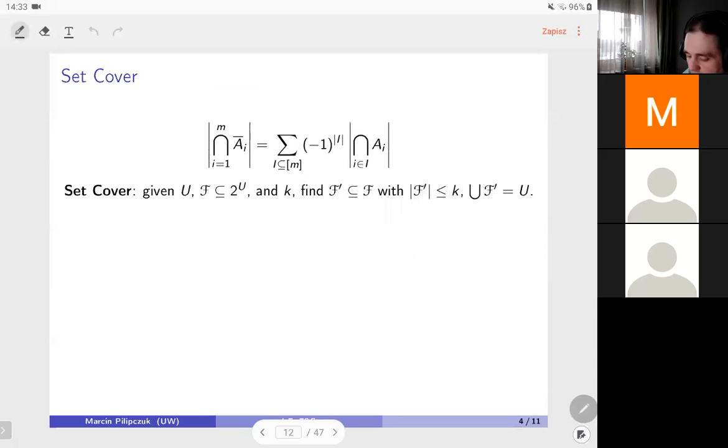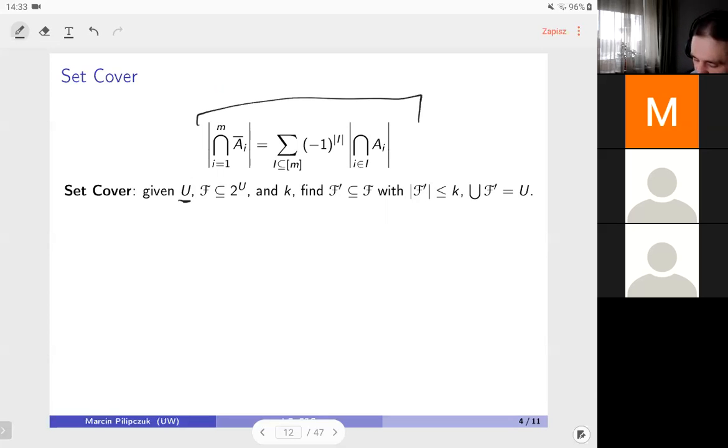Let's go back to the set cover. I just copied the formula so that we have it handy here. Remember set cover. We have got a universe U. This is the universe for the set cover, to distinguish it from the universe S for the inclusion-exclusion. We have got some family of sets, and we want to cover the universe with at most k sets. Or we cover the universe with the minimum number of sets from the family. You can think of it as an optimization problem here.